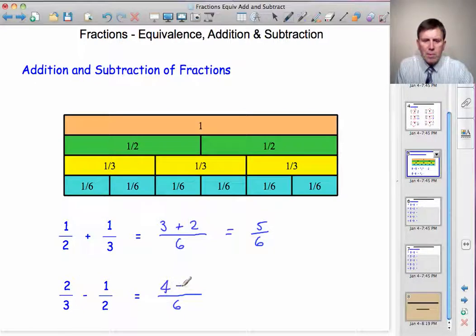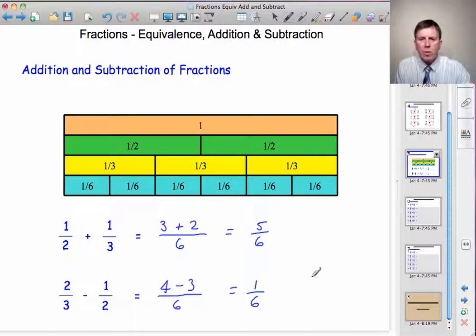This time I'm subtracting, taking away. I've multiplied the 2 by 3, so do the same to the top. 1 times 3 is 3. Now both fractions are expressed in sixths. I've got 2/3, which is 4/6, and I'm subtracting a half, which is 3/6. So there'll be 1/6 left. 4 take away 3 is 1, and the answer is 1/6.